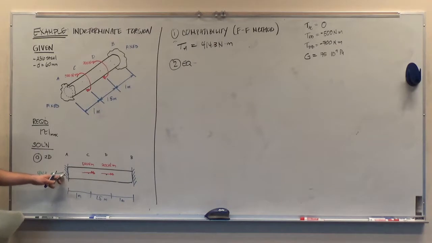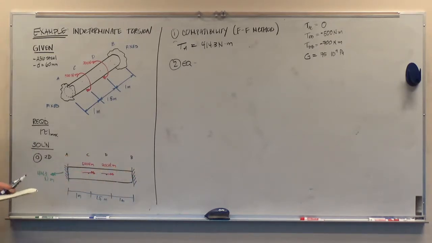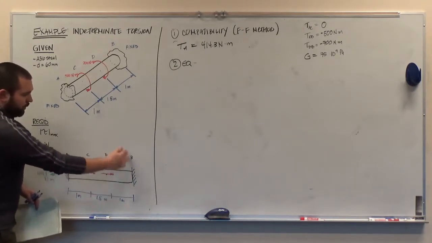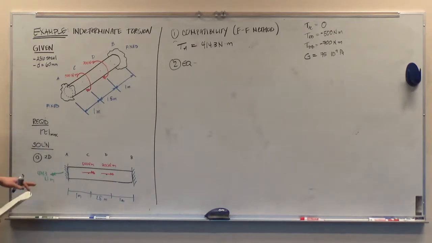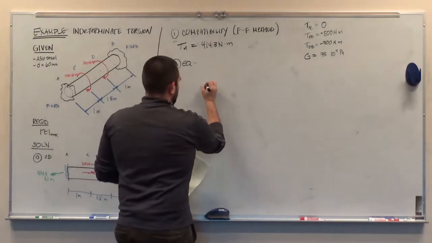We've figured out one of the unknowns, so now if we were to run an equilibrium equation, we'd have one equation and only one unknown left over, which is that torque at B. So all that I'm going to do to determine the torque at B is run what we call global equilibrium on this entire free body diagram. So I'm going to draw a free body diagram.